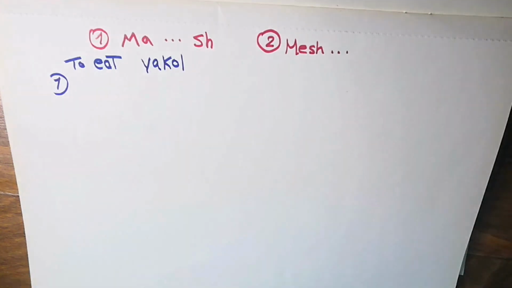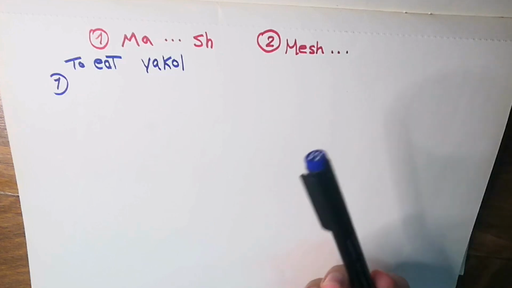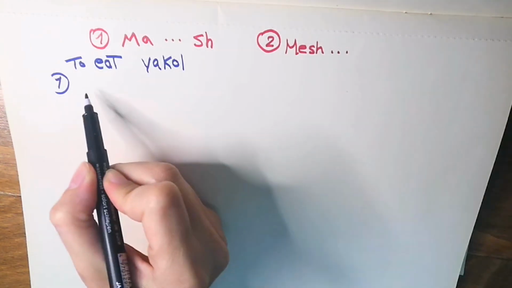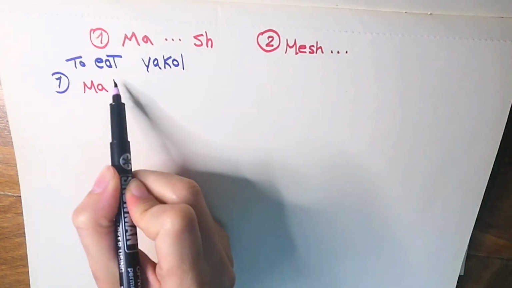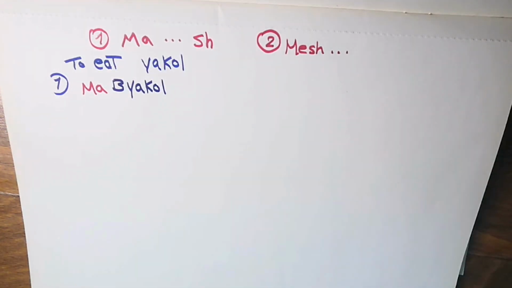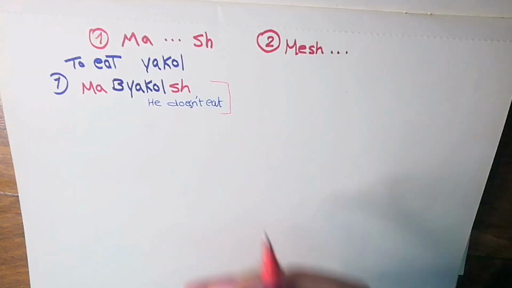When we want to say this in a negative form, usually we would use the biyakul form, which is the present continuous form of the present tense. We talked about this in a previous video. So the first example here would be ma biyakul. ما بياكلش, and it simply translates to he doesn't eat. So this is in the present continuous form.